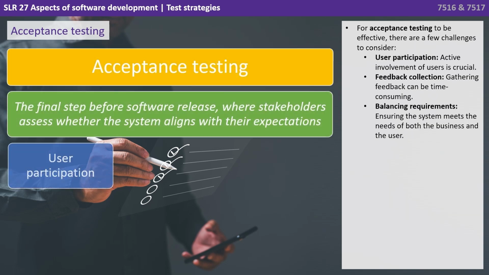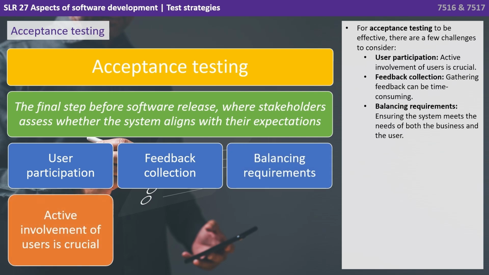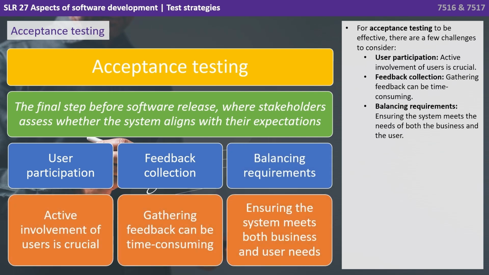For acceptance testing to be effective, there are a few challenges to consider. User participation: active involvement of our users is crucial. Feedback collection: gathering feedback can be time-consuming. And balancing requirements, ensuring the system meets the needs of both the business and the end users.